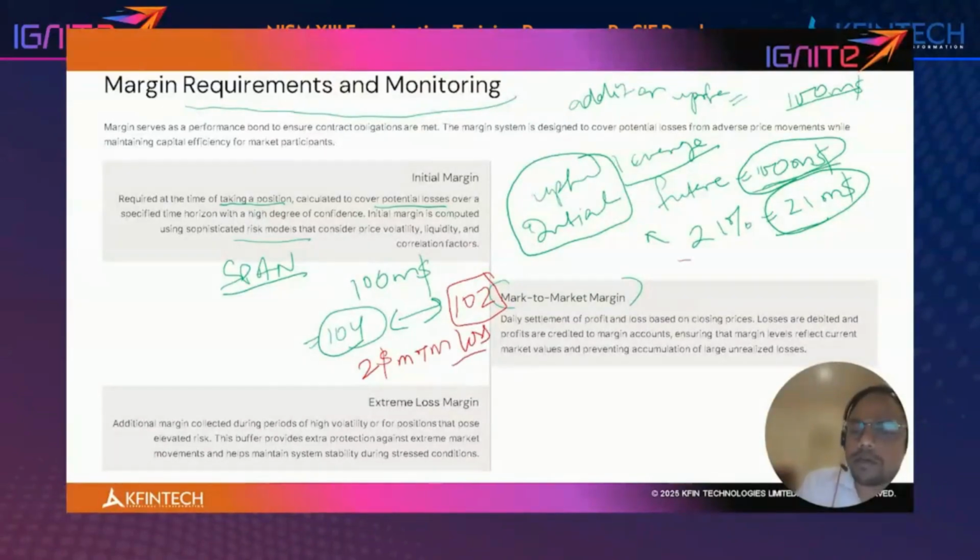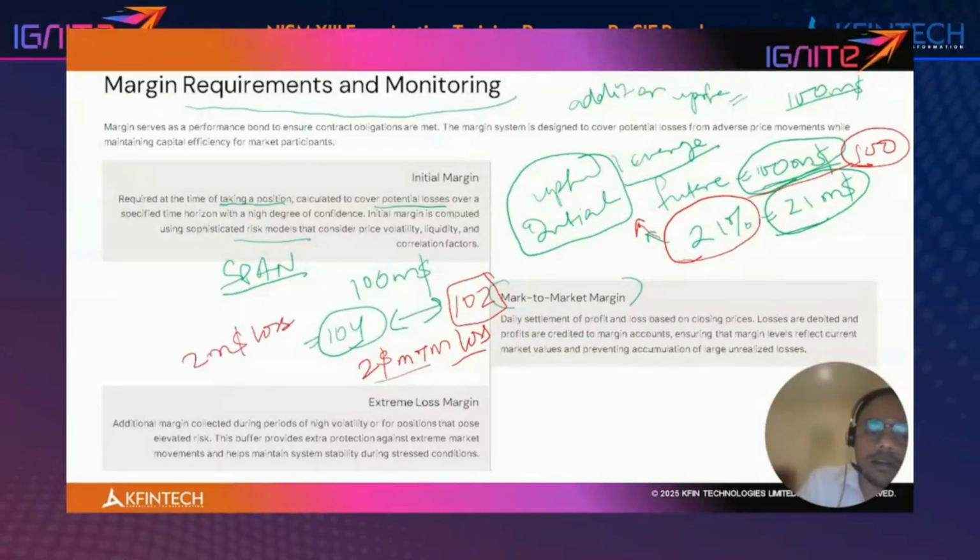Now the 21% that you had paid earlier was to cover the initial position of 100 million. But here an additional 2 million loss is there. So you will have to post additional margin because now you are in loss. Suppose this 104 had become 106. Then you don't need to post any margin.